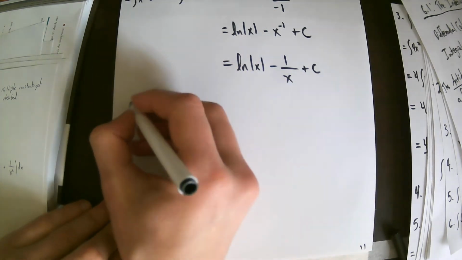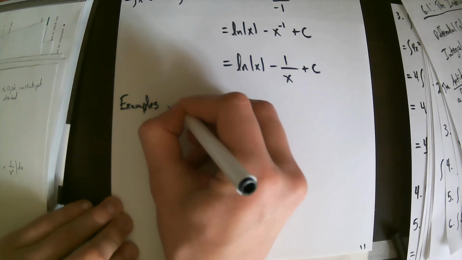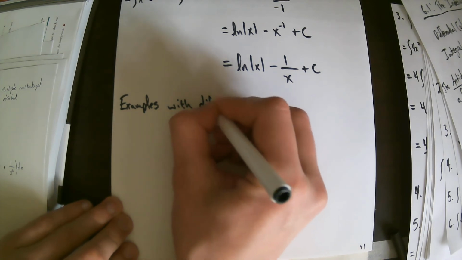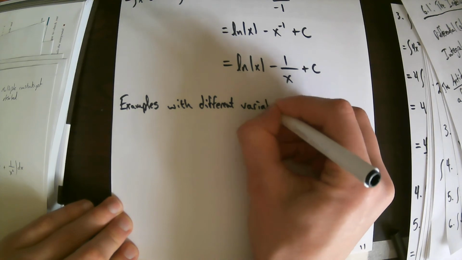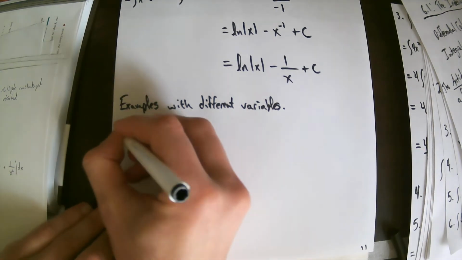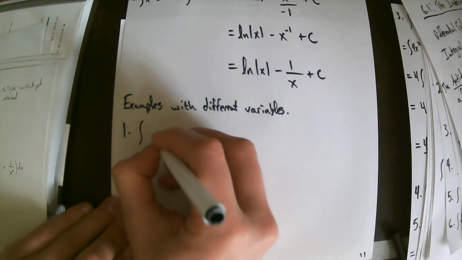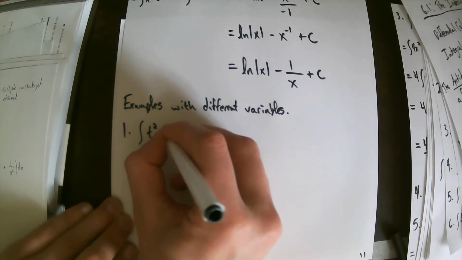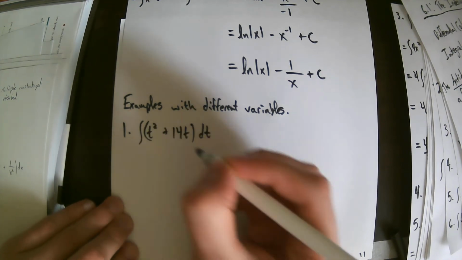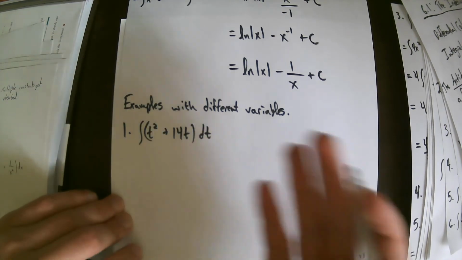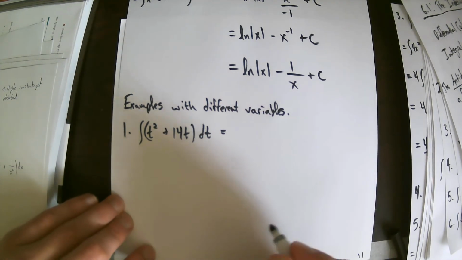Let's say examples with different variables. These are just a couple examples just to show you that you can integrate things that are not functions of x. Like, what if it's t? Well, the only difference is the t, literally, you're just going to act like it's just an x. It doesn't matter.